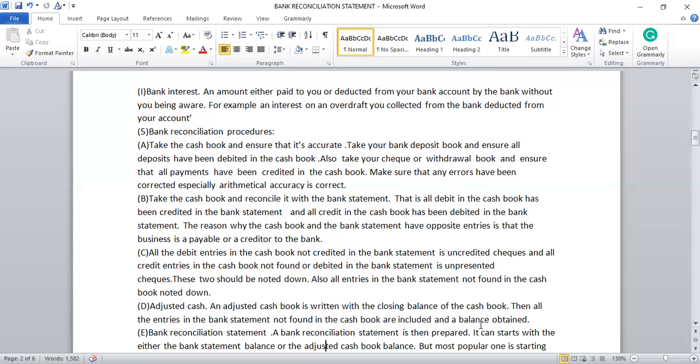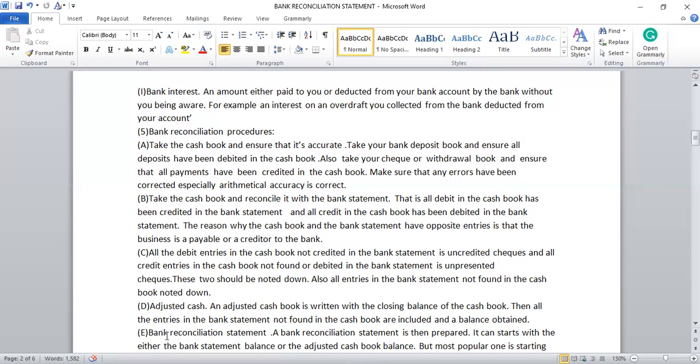You start with the adjusted cash book. You do your adjusted cash book. You start with the balance from your cash book as the opening balance. Then all debits in the bank statement not credited in the cash book, you credit it. Then all credits in the bank statement not debited in the cash book, you include it. Then you obtain what? A balance, a new balance. Okay.